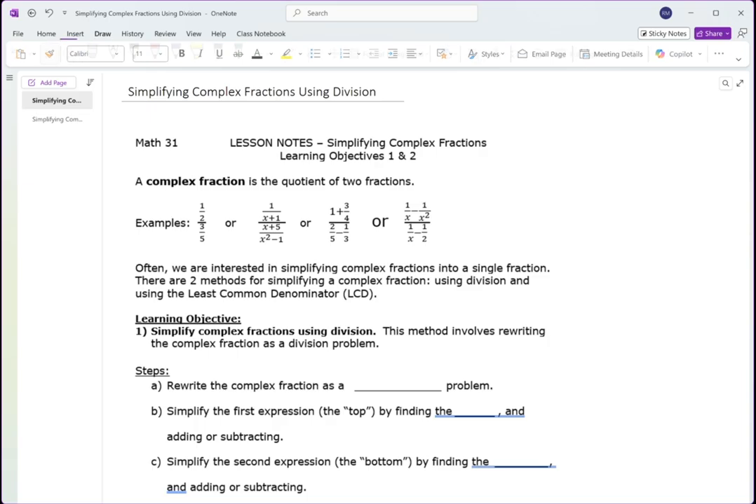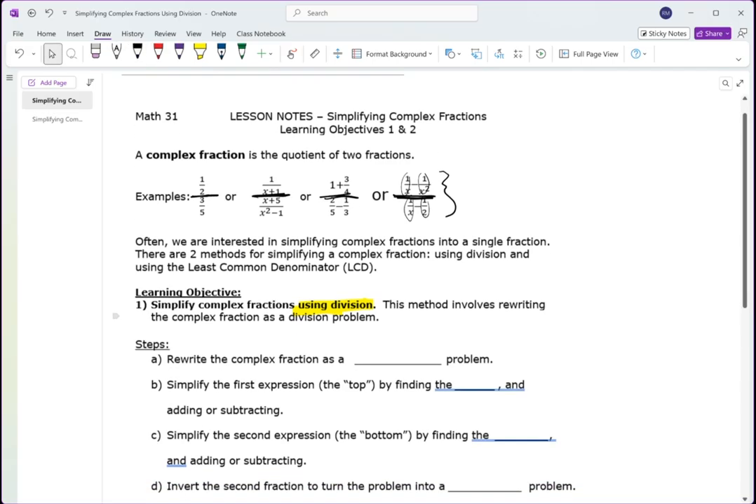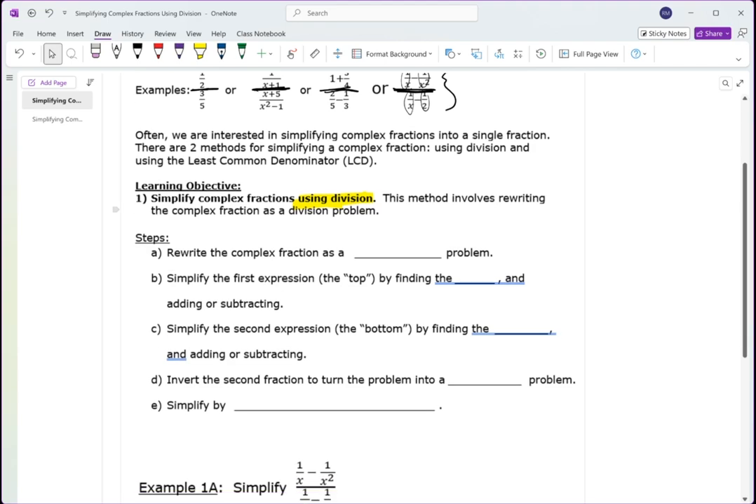So, right here, using division. A complex fraction is a fraction that contains smaller fractions. So these would be what I would call the smaller fractions. And the big fraction is that whole numerator over that whole denominator. So these lines are for the big fractions, and the other little fractions are what I call the little fractions. So our steps that we're going to take is we're going to rewrite the complex fraction as a division problem.